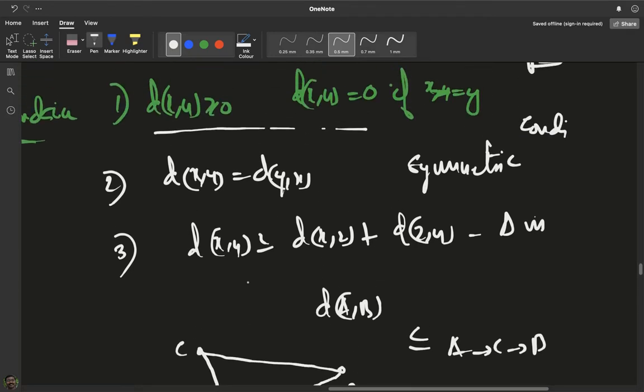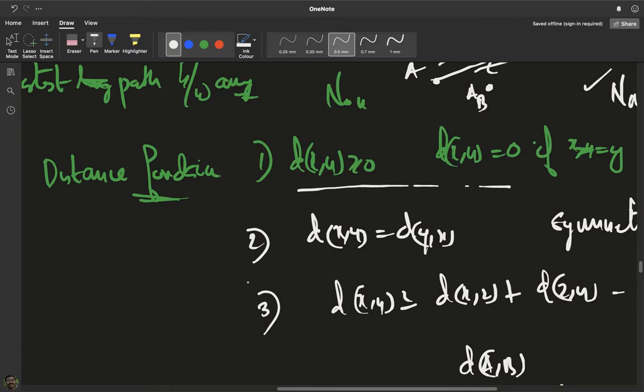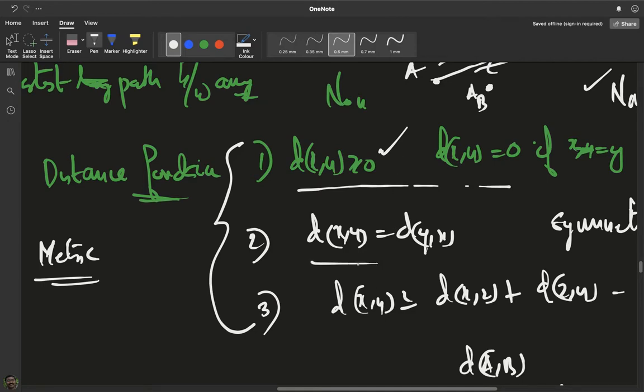These three properties make a general distance function. A general distance function is called a metric. A metric always has these three properties. What are these three properties? First, the distance function, or the metric, is non-negative, and it will be zero if and only if the two points are the same. Similarly, the symmetric property: the distance between any two objects will be the same whether you go from x to y or from y to x.